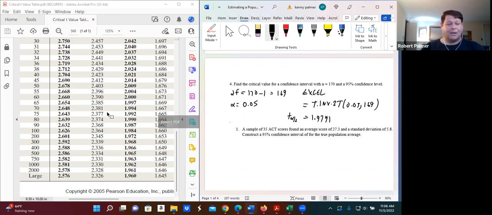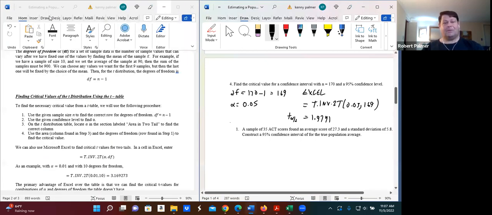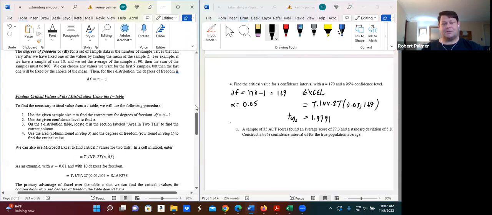Now, if we compare that, it should be in between the values for 100 and 200, and we'll see that it is, okay? Between 1.984 and 1.972. And it should be a little bit closer to this value. I don't want to say a whole lot, because this 169 is way closer to 200. Basically, that's our critical value. Okay, so that's how we find our critical values. Either you can do the table or Excel. But Excel is probably better since we have a lot more options, especially with larger sample sizes.